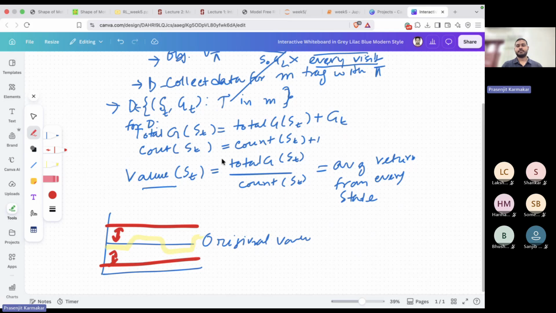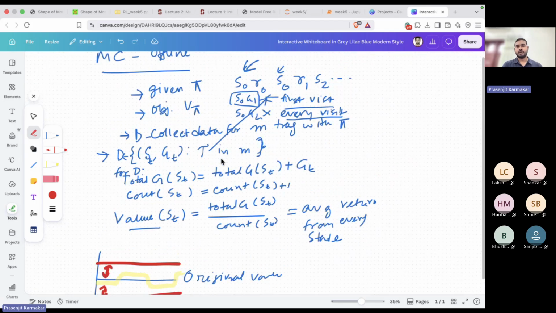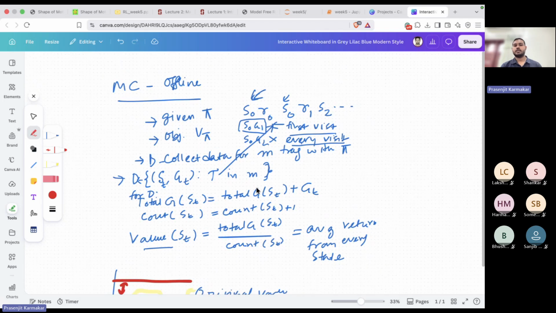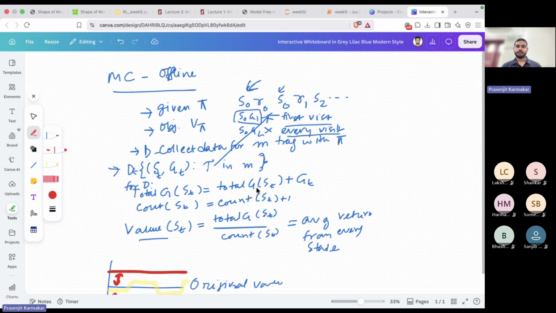Okay, but that's not an issue. It will be biased for every state, so we can still compare which state is good or which state is bad from both every visit and first visit. So let's implement it quickly. You get the algorithm, right? Do you have any confusion?